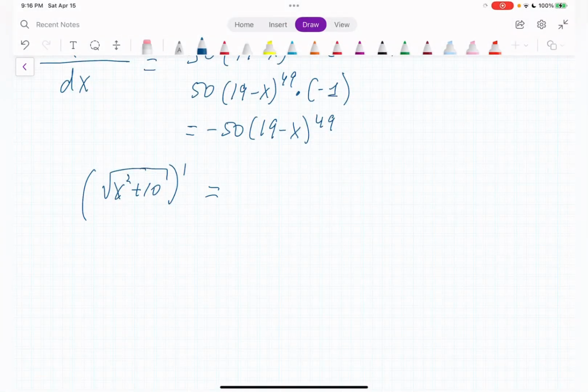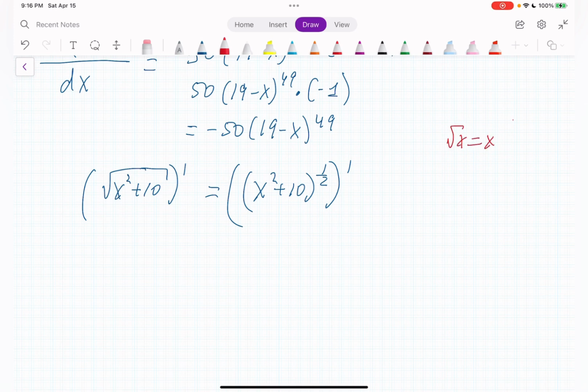First of all, I'm going to rewrite in the form x squared plus 10 to power 1/2. Why? Where is it coming from? Because square root x is equal to x to power 1 over 2, right? This is 1, this is degree 2. This one goes to the numerator and this goes to the denominator. And instead of x, we have an expression, so that whole expression is put in parentheses.